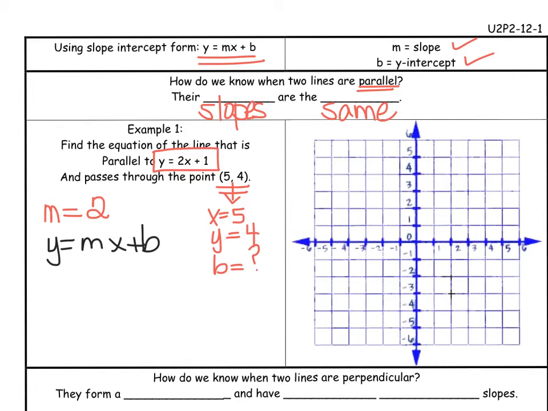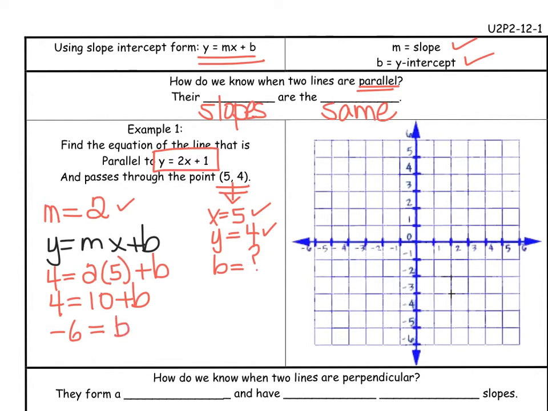I know what y is, and that's 4. I know what my slope is, and that's 2. I know what x is, that's 5. So now I can find b. And I get 4 equals 10 plus b. Subtract 10 from each side, and I get negative 6 equals b.